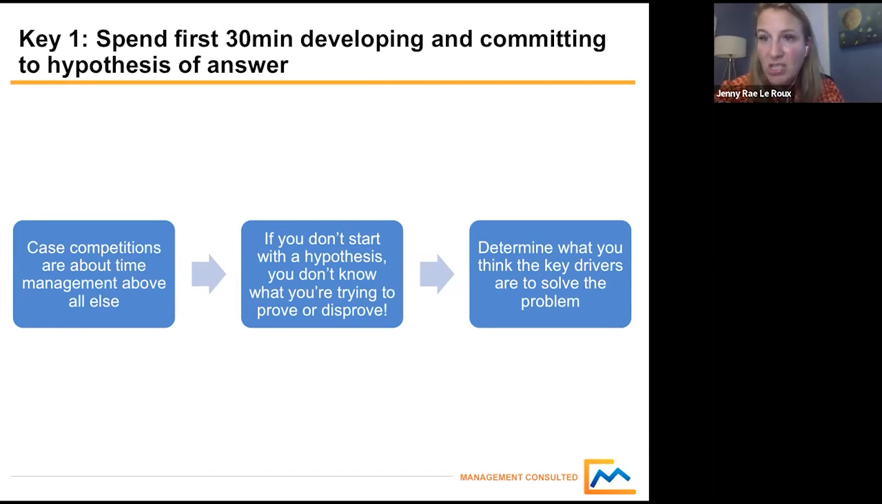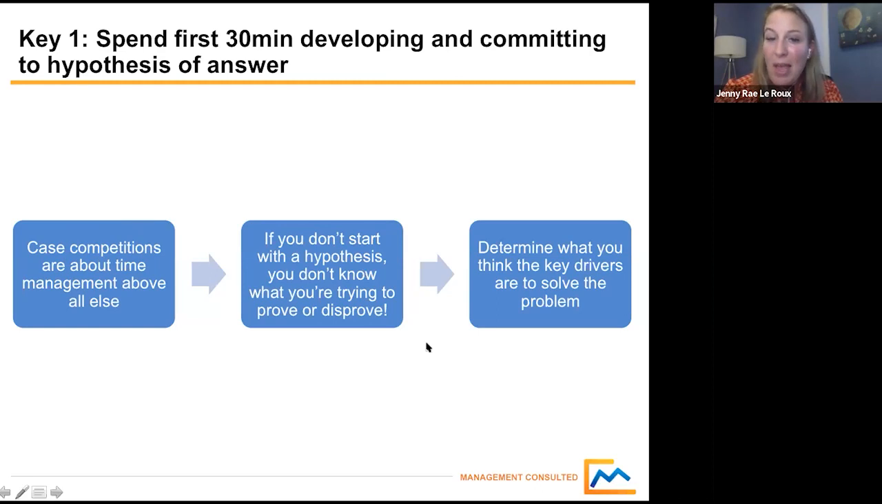So case competitions are about time management more than quality of ideas. In the final round, maybe you'll have 2 people who have slam bang ideas, but especially in competitions with 2 rounds, the first round is just people who can't finish the job, right? So to get through to the final round, this is an absolute must.